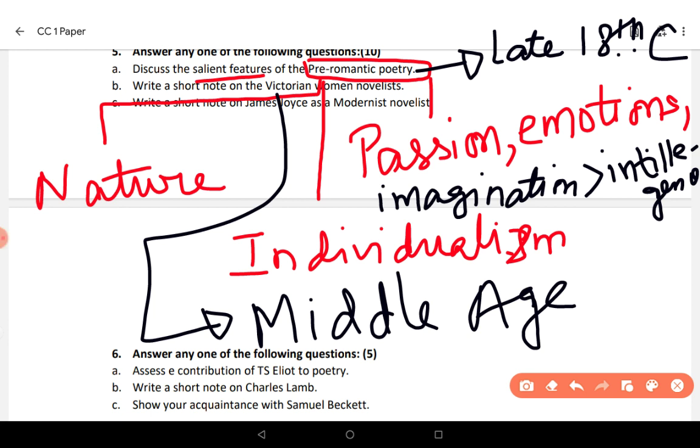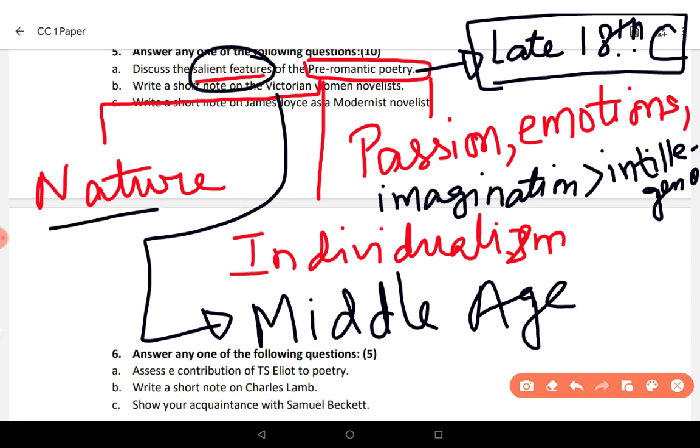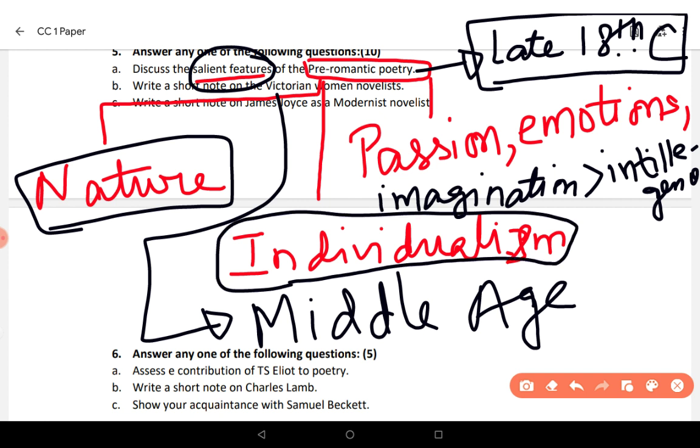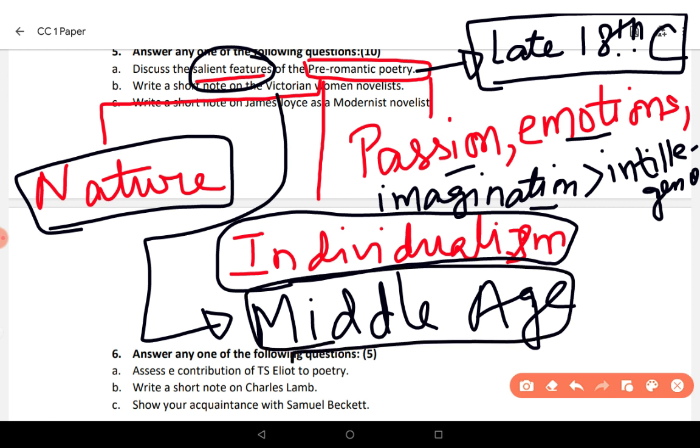Again, you have to answer any one question out of 3. The first question is about pre-romantic poetry. It started in the late 18th century. Some of the salient features: it emphasized nature, it talked about individualism, it promoted passion, emotion, and imagination over intelligence, and it had a lot of interest in the Middle Ages.